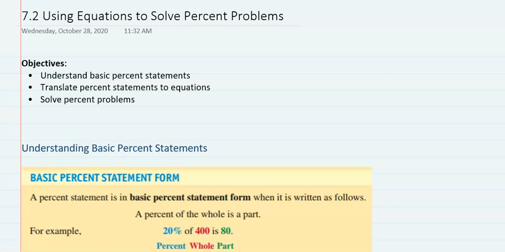So in this section, we're going to be talking about using equations to solve percent problems. In the next section, 7.2, we're going to talk about using proportions. Equations are very useful for a lot of situations. So we're going to start with talking about basic percent statements, which I recommend you doing with word problems because it makes them easier to solve so that everything is consistent. And I'll show you what I mean.